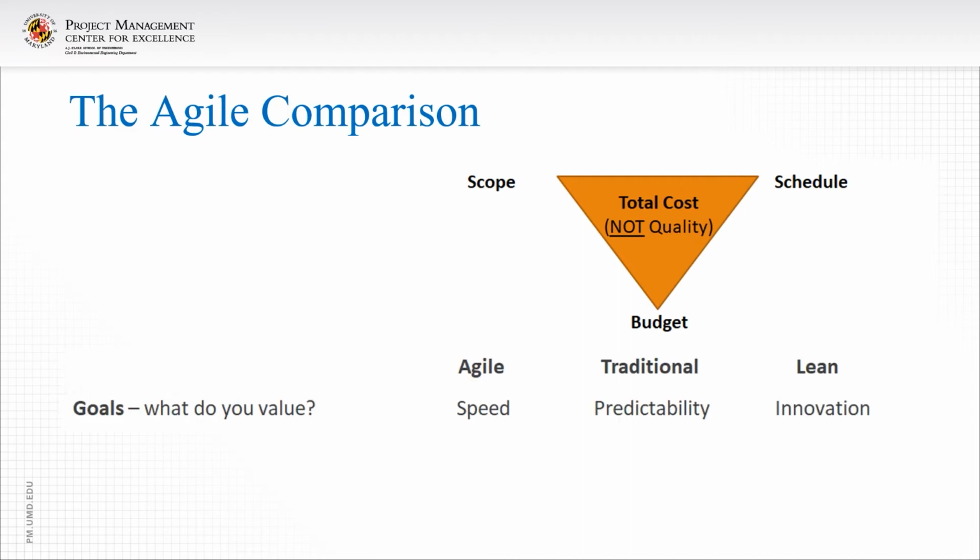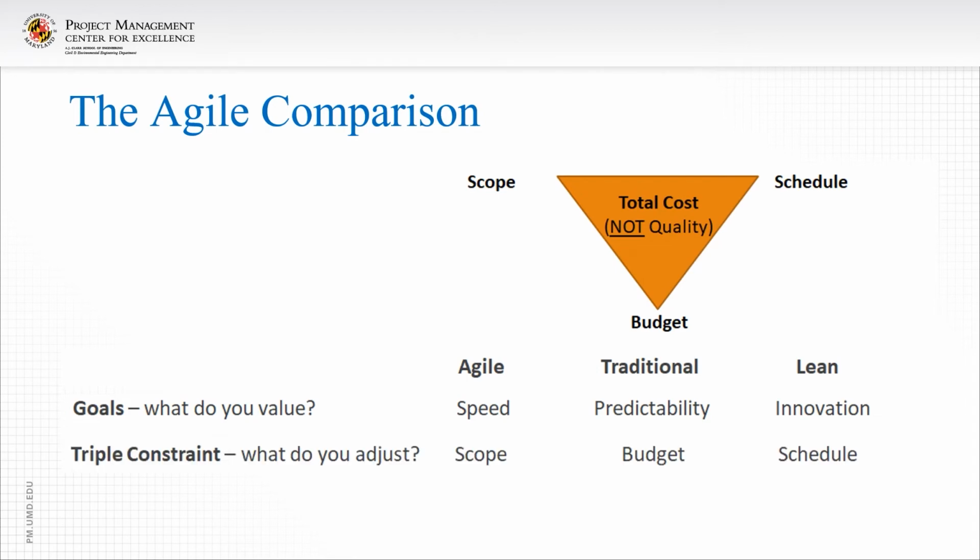Now, in terms of your goals, Agile's goal is always speed, because speed is going to give you the best return on investment. When it comes to traditional, what we're going for is often predictability. We want to make sure that we are going to get what we ask for on time and on budget. And with lean, our goal is almost always innovation. We want someone to solve our problem. We want someone to figure out how to solve it for us.